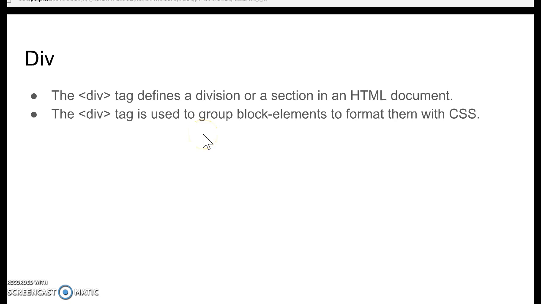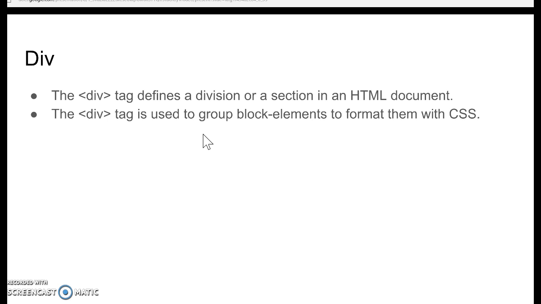Okay. The div tag defines a division or a section in an HTML document. And the div tag is used to group block elements to format them with CSS. So in my experience, what I've used the div with is doing like a div ID and then naming that something, and then going into your CSS document and using that name that you just came up with, or that ID that you just created. You can style the div to be different from the rest of the page.